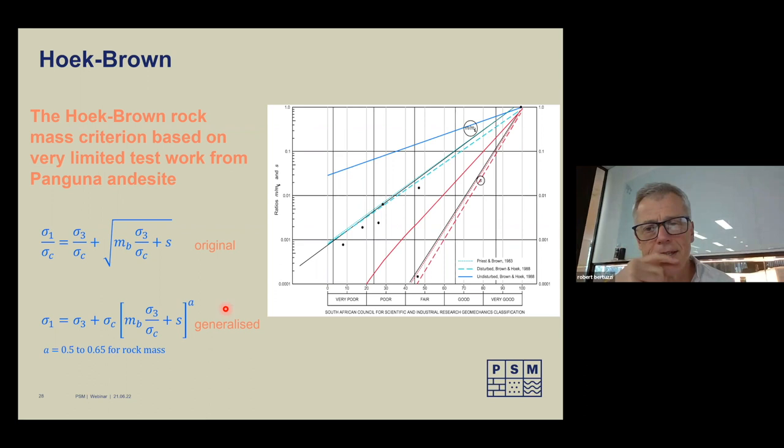I may have come across as dissing this criterion, and that's probably where I was a couple of years ago. It's important to note that the original criterion, which had a square root term, actually had a theoretical basis to it. There's a Griffith crack theory that's embedded in this, so it's not just because of these couple of tests that they drew a line. So let's not throw the baby out with the bathwater. A few years ago, it was generalized, so it's not just a square root.